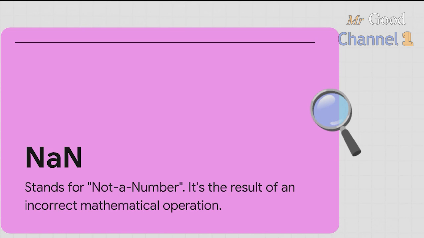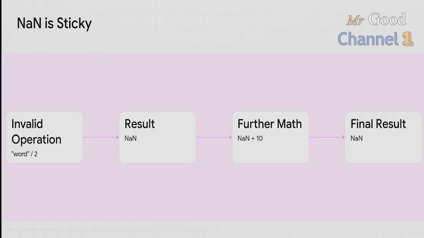The other weird value you're going to see is NaN, and that literally just stands for not a number. This is the result you get when you try to do some math that just makes no sense. Like, what do you get if you try to divide the word apple by 2? You get NaN. And this shows us the single most important thing to remember about NaN.